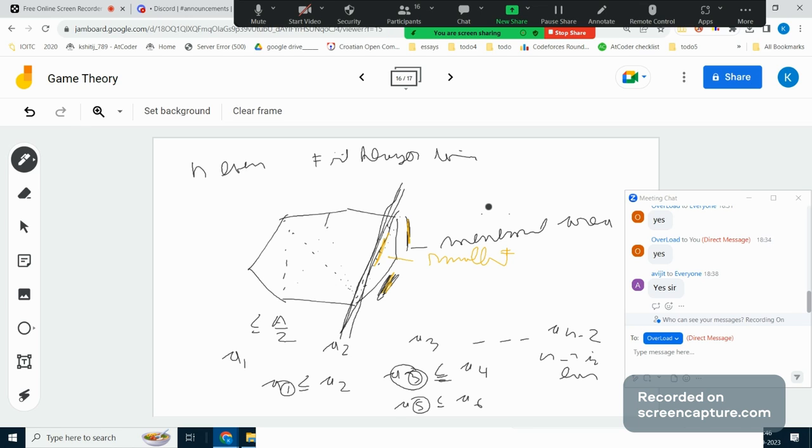So is the part clear why the first player always wins when n is even?